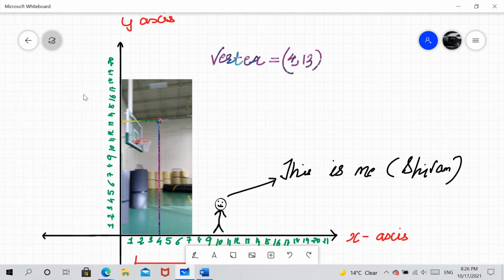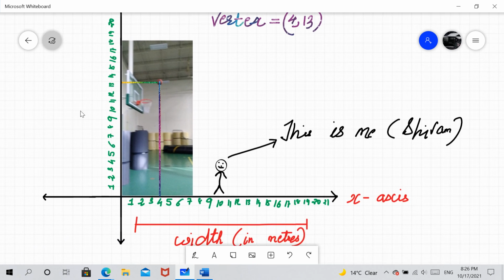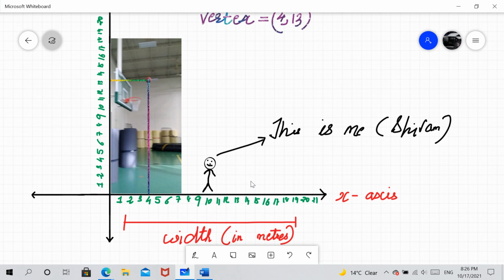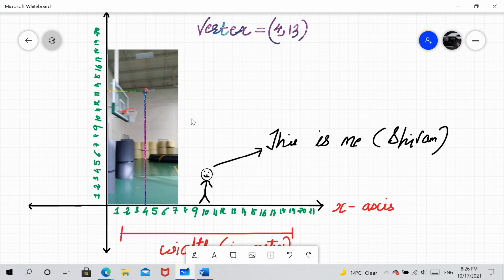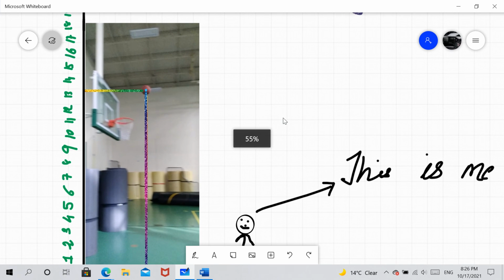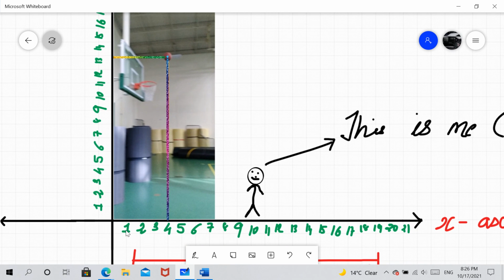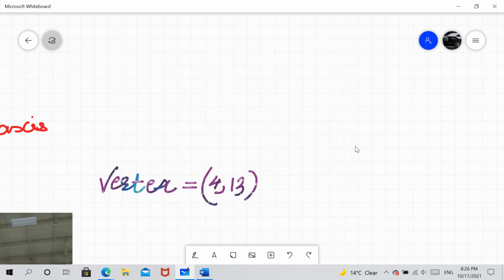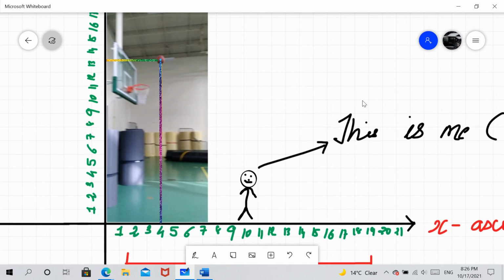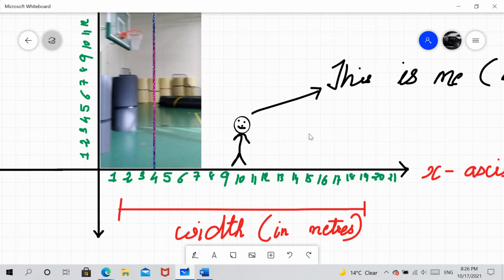And this side, the y-axis, is going to be the height. That's pretty much the overview of it. Now, we talked about the vertex. So the vertex is right over here. When I numbered the graph, I wrote all the numbers. It came out that it's the fourth point on the x-axis and the 13th point on the y-axis. So the vertex is equal to 4 comma 13.